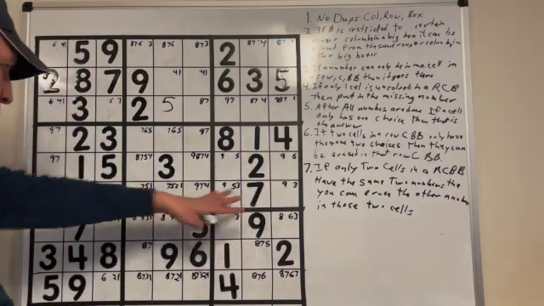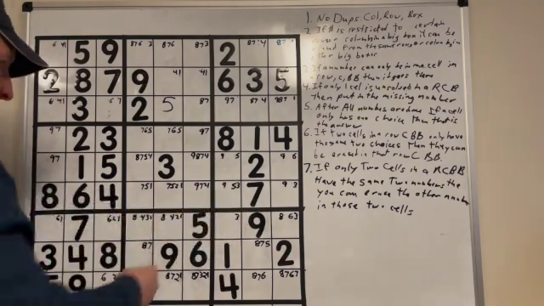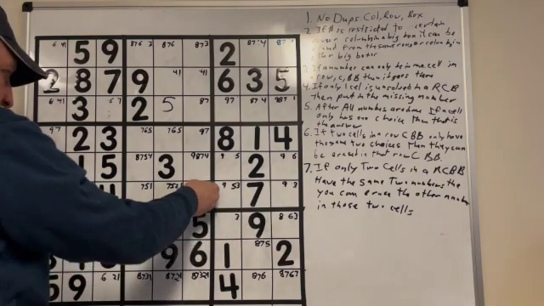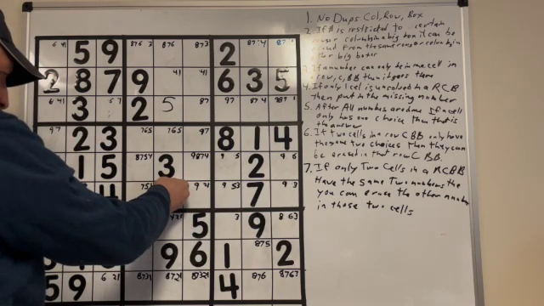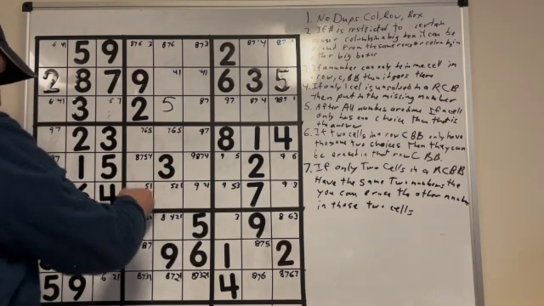How about the row? We got some 7s we can get rid of? Yes, we do. Man, solving that 7 was a big deal. Let's get rid of this 7. Get rid of this 7. Get rid of that 7.